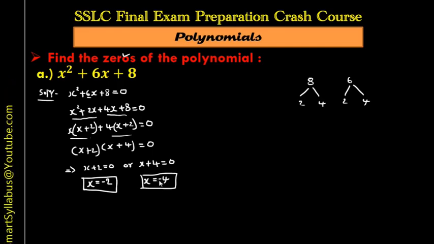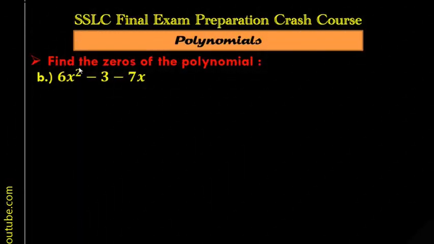I think it is clear, right? You already know this, but it's for reminder now. Okay, we'll continue with one more numerical now. The second example, b: 6x square minus 3 minus 7x. So the solution part.